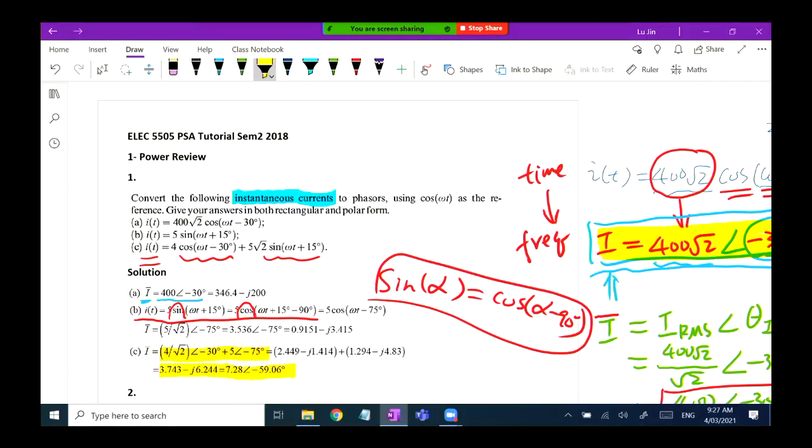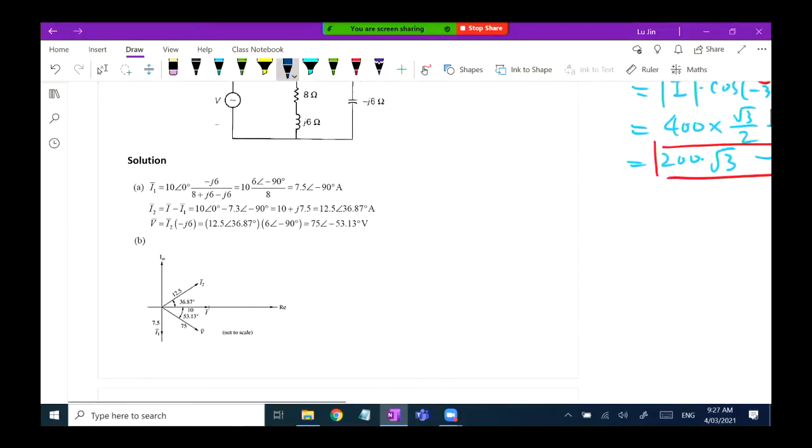If the question didn't specify what format we want, then either this one or this one would be good, because we mentioned they are all equivalent between each other in the complex plane, so all good. But if the question is asking you, please give me the phasor form of the current, then you have to give me this one. If I ask you to give me the rectangular form of this current, then you must give me this one. So it depends on the question. All good? Okay, this is question number 1, and let's move on to question number 2.